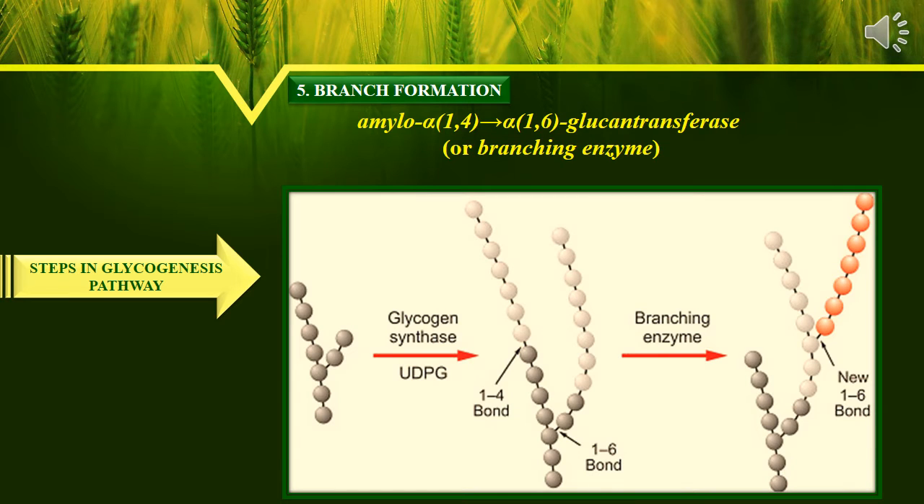Coming to the fifth step of glycogenesis, it is the last step where branch formation occurs. What is the branching enzyme used? Amylo alpha 1,4 to alpha 1,6 glucan transferase, and it is called the branching enzyme.